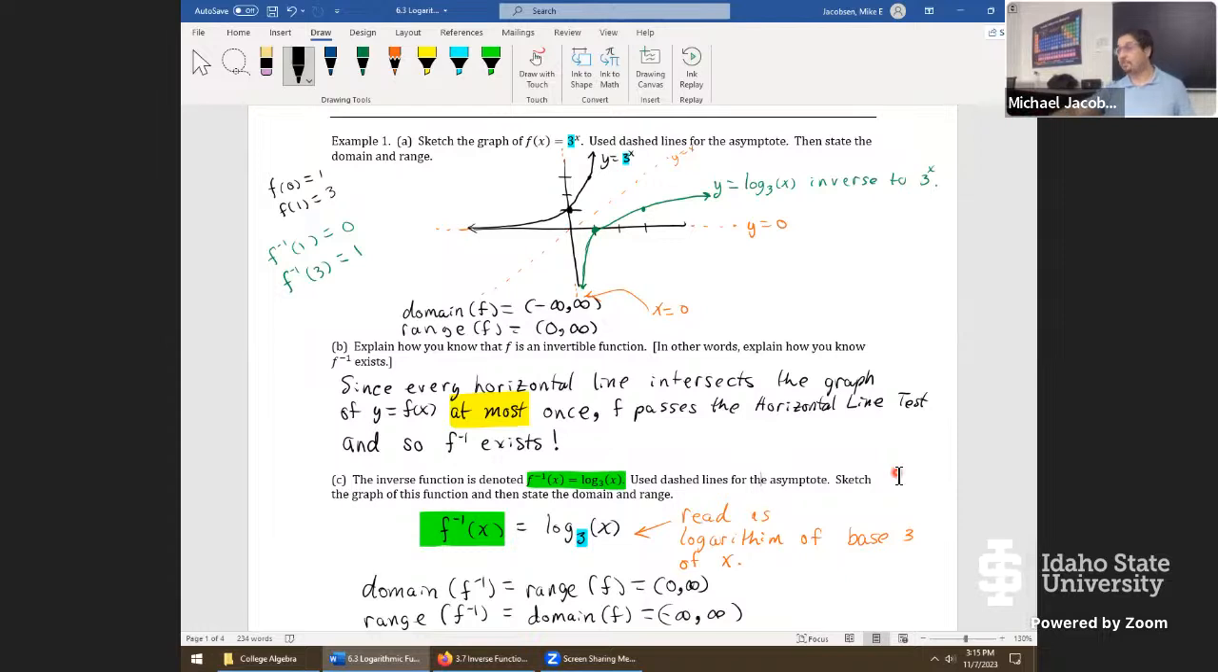Any questions at all, folks, on getting through this one? Okay, yeah, go ahead. Getting the y equals x, how did you get the slanted line again? This y equals x right here.